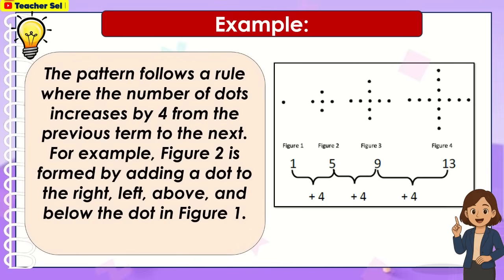The pattern follows a rule where the number of dots increases by 4 from the previous term to the next. For example, figure 2 is formed by adding a dot to the right, left, above, and below the dot in figure 1.